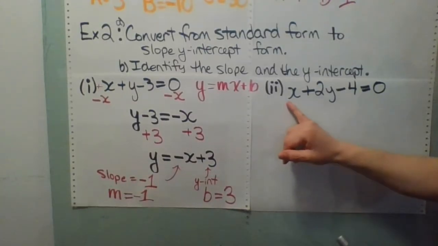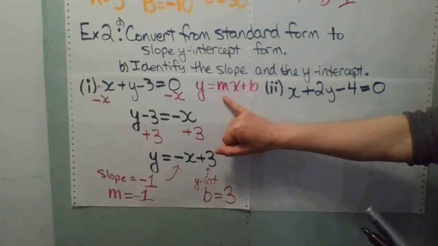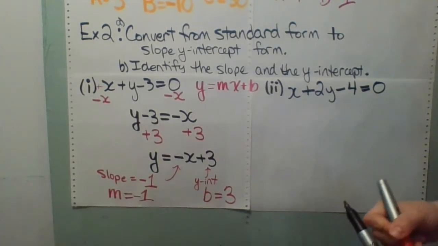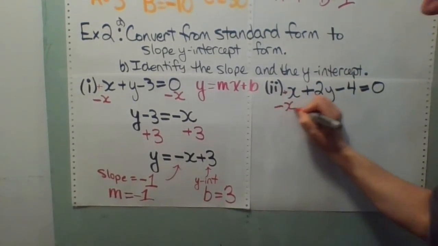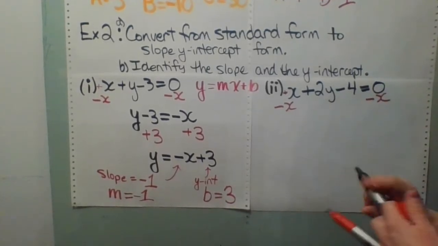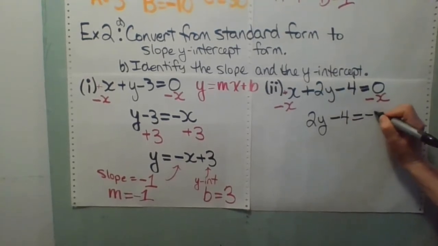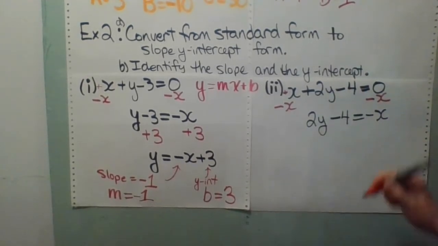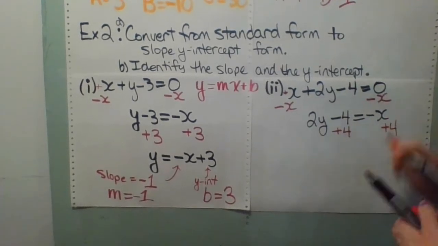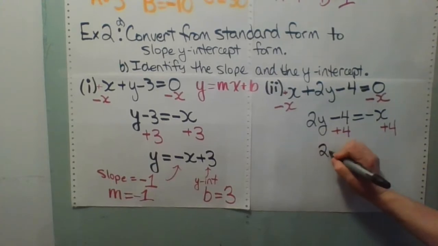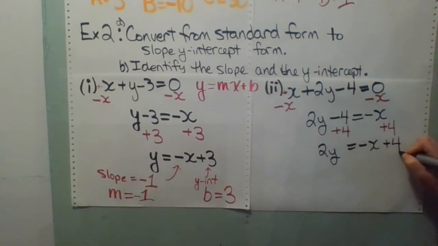Let's try another example. Here I've got x plus 2y minus 4 equals 0. We want to rearrange it into y equals mx plus b form. So to do that, we move things by doing the opposite. So instead of plus, we're going to minus x from both sides. That leaves us with 2y minus 4 equals negative x. Move the 4, so we're going to plus 4 to both sides. So that's 2y equals now negative x plus 4.